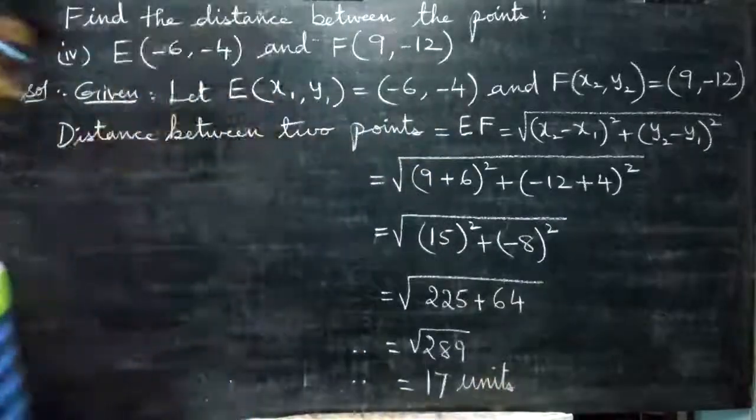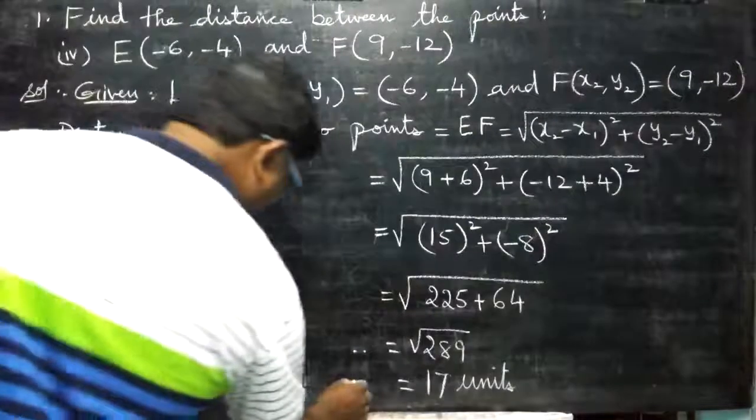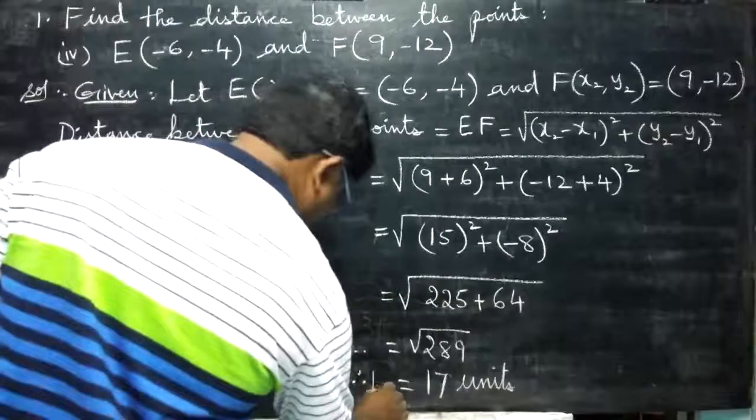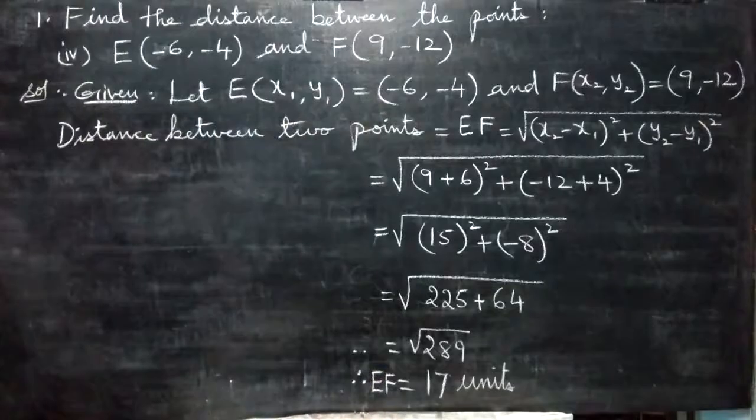We don't know the correct measurements now, so we have to write units. Therefore EF is equal to 17 units.